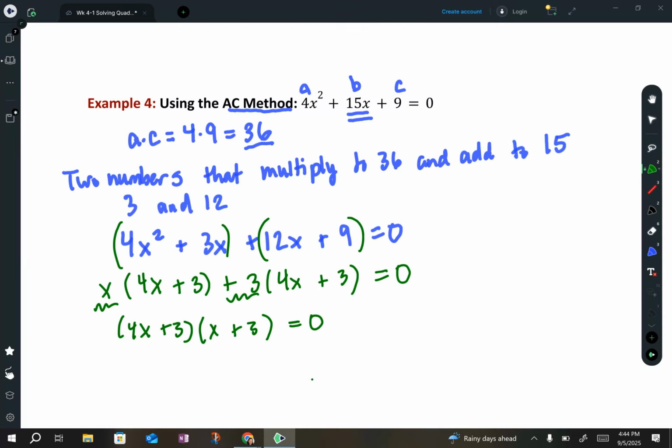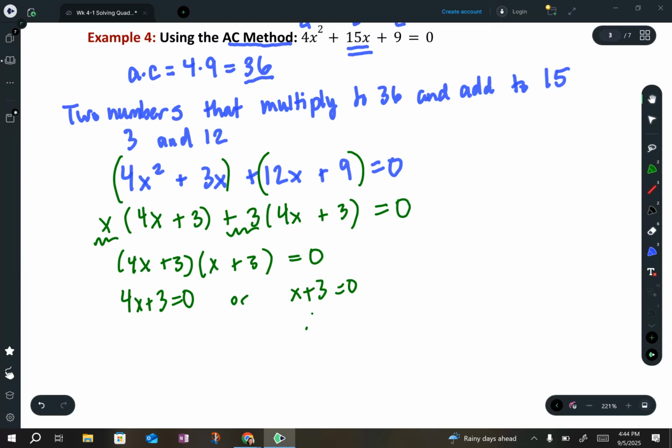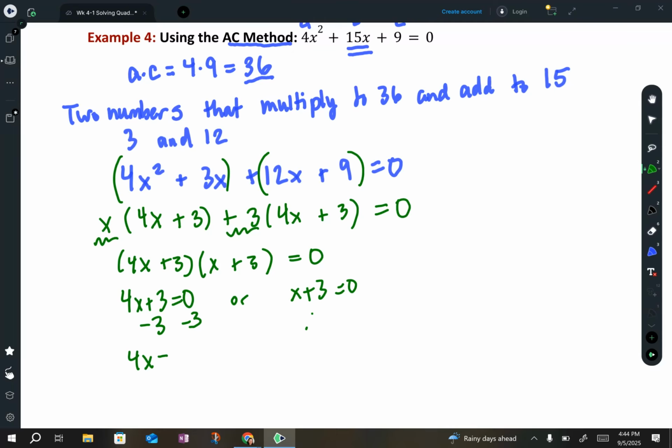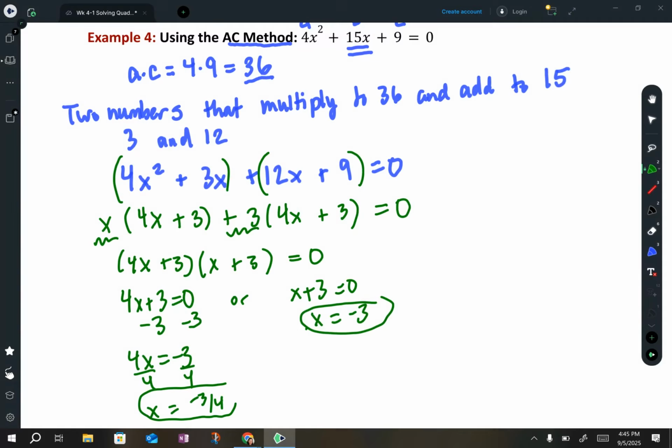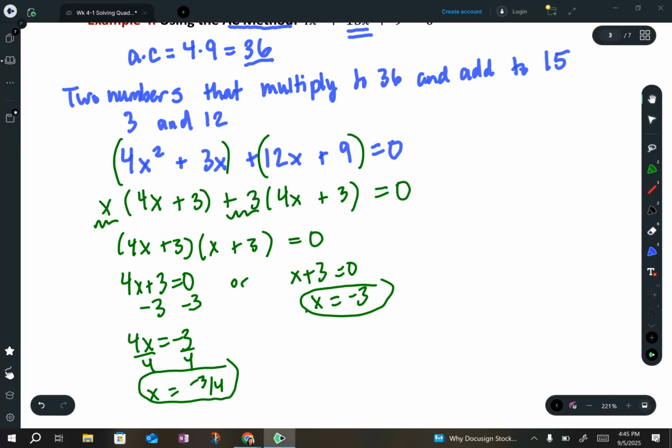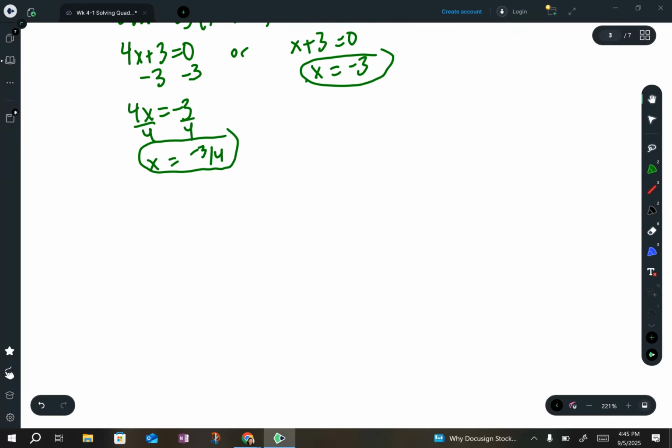We need to use the zero product property now. So 4x plus 3 equals 0, or x plus 3 equals 0. So solving the first one, 4x equals negative 3, divide by 4. X equals negative 3/4, or x equals negative 3 are my two solutions. Again, you should go in and check your solutions. I'm not going to do that right now just to keep this video a little bit shorter. All right, that is solving quadratic equations by factoring.